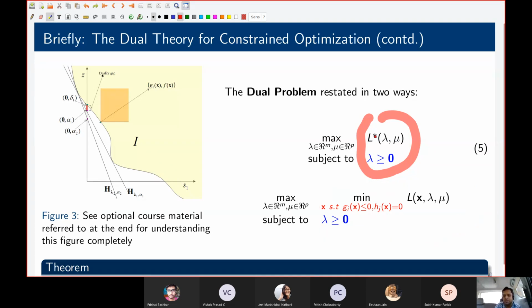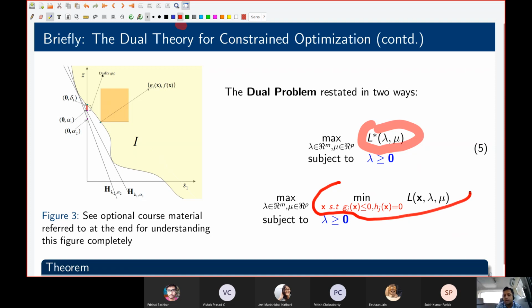I'm sorry, I should just only this part here. This is L star, the definition of L star.